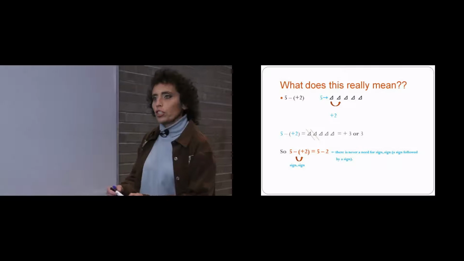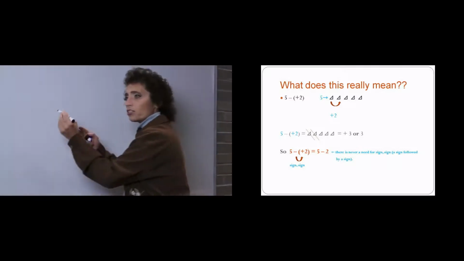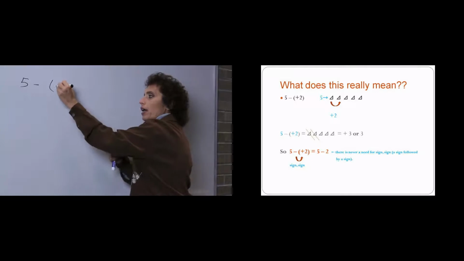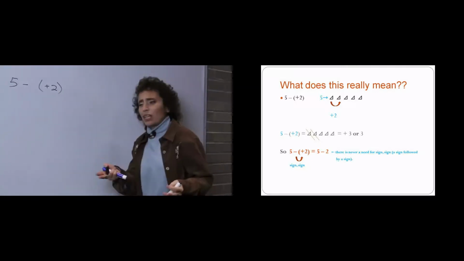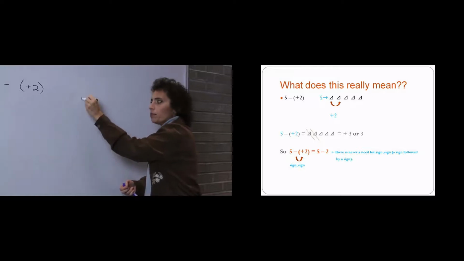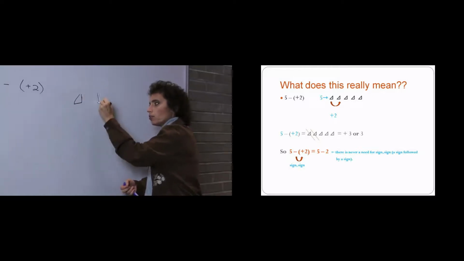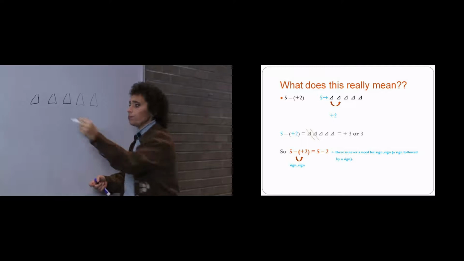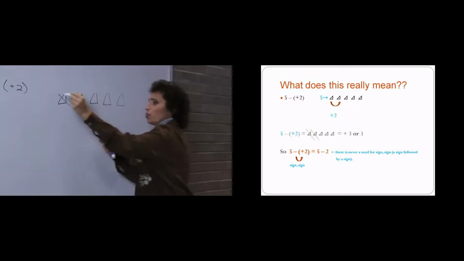Let's take a look at what we just did with this addition of whole numbers. What if we have 5 minus a positive 2? Let's think about what that really means. If I have 5 things, whatever they are, I'll draw these 5 symbols. I'm going to take away 2 of them. So my answer is 3.